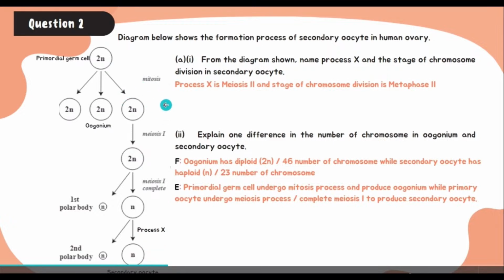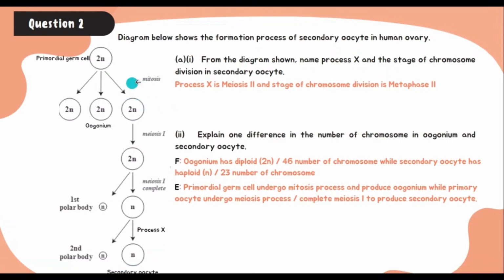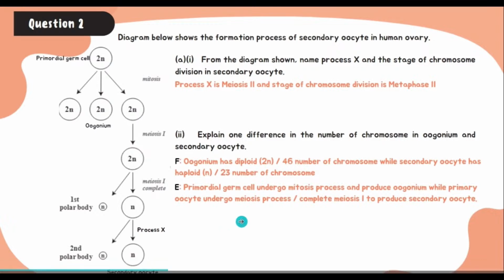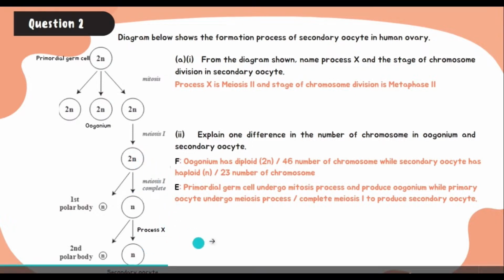Everybody knows in chapter 6, Form 4, that one of the functions of mitosis is to maintain the number of chromosomes. Diploid, diploid. And for meiosis, we know that the function of meiosis is to reduce the number of chromosomes into half. So from 2n, diploid, it becomes n, haploid. Okay, so you have 2 marks here.